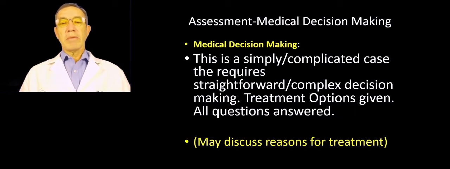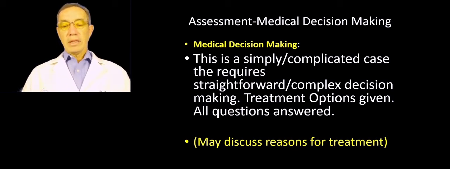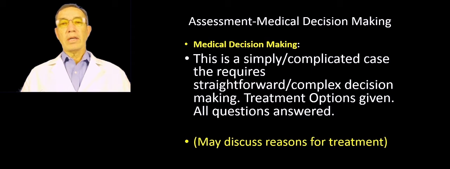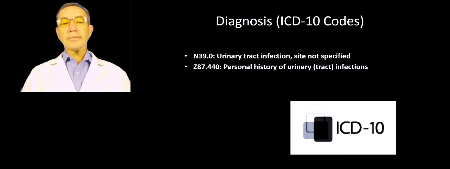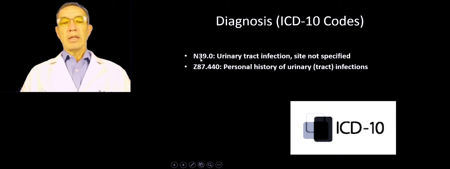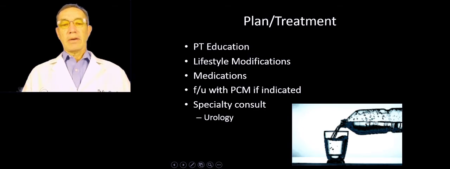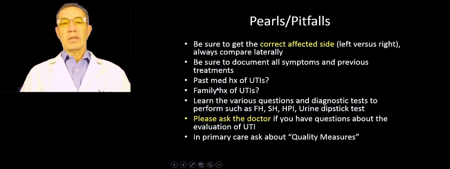On the medical decision making, is it simple or complicated? Does it require straightforward or complex decision making? This is a time when the provider and doctor can give rationale and reasons for why they're considering a UTI. These are some of the ICD-10 codes that can be used. If you're just screening for UTI, that would be a Z code, so Z is for screening. Z87.440 is personal history of UTI, and urinary tract infection, site not specified, is N39.0. Plan and treatment will include patient education, lifestyle modification, medications, and a physician evaluation.